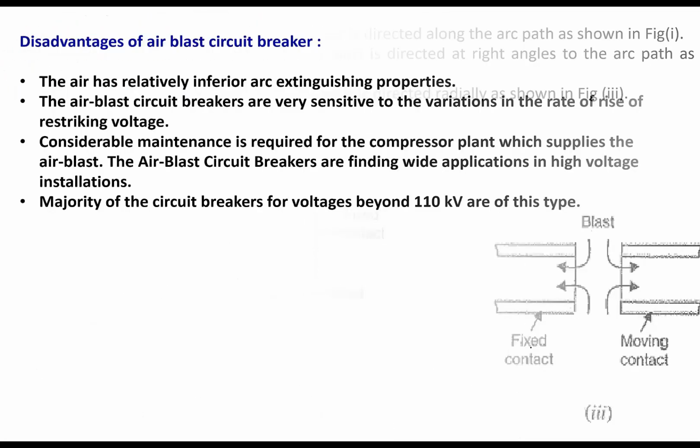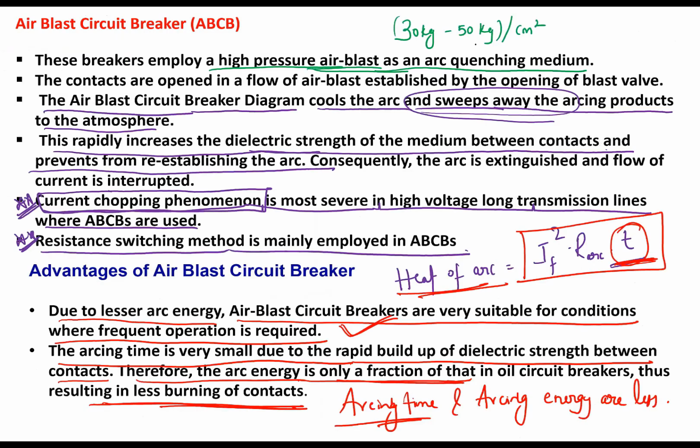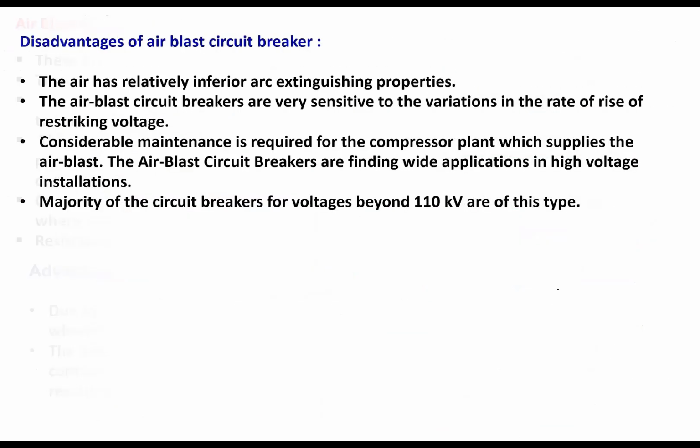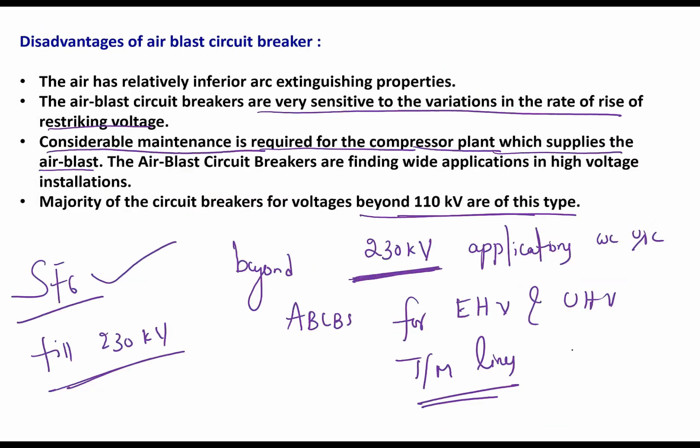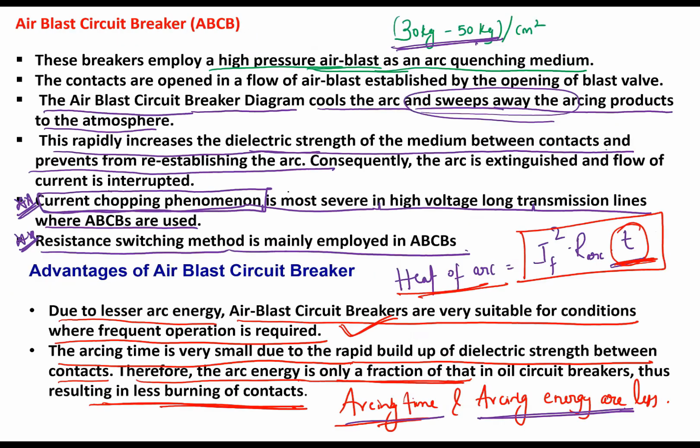Here one important point is, what is the pressure of air? The pressure of air is usually 30 to 50 kg per square centimeter. The second important point is that arcing time and arcing energy are least. The third important point is they are mainly used for high voltage applications, that is extra high voltage and ultra high voltage applications. The fourth important point is they are used where the current chopping phenomenon is severe, and resistance switching is employed here.